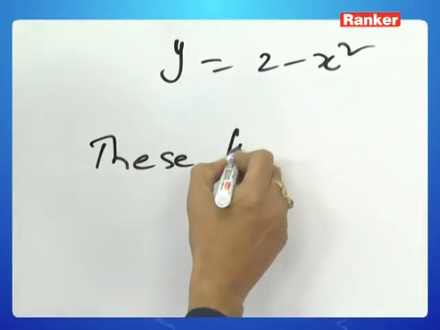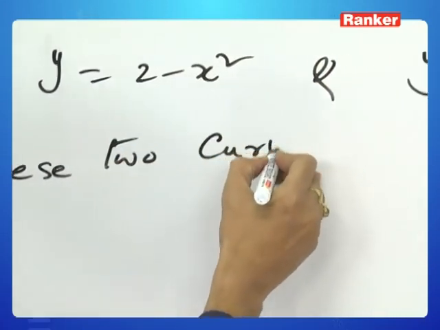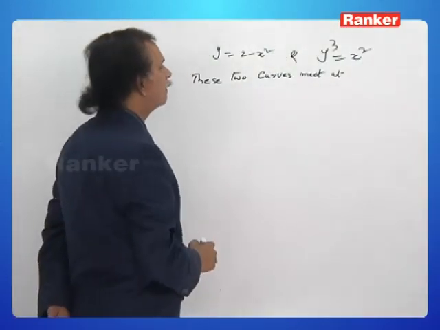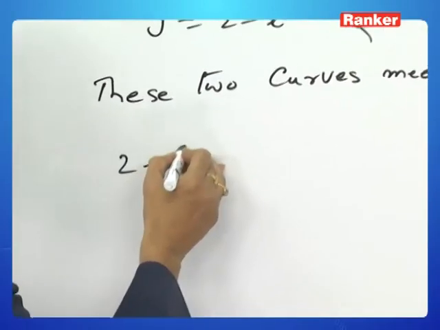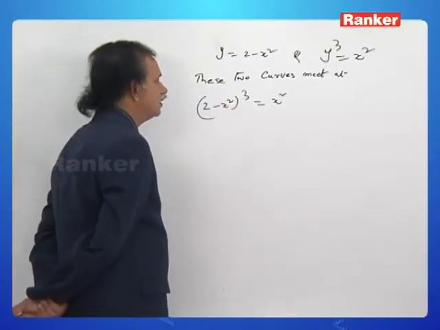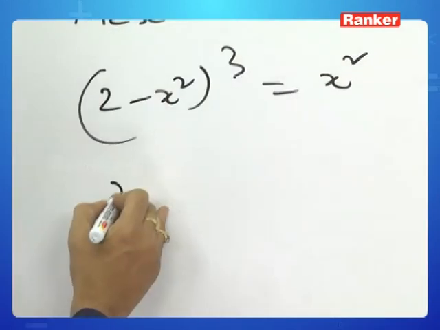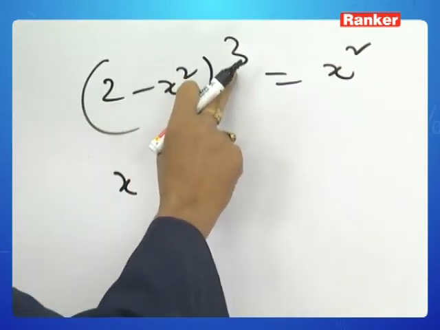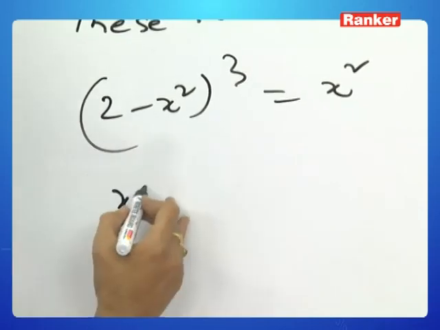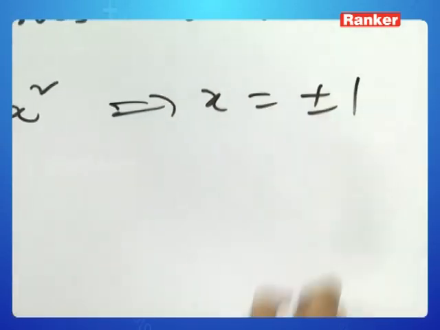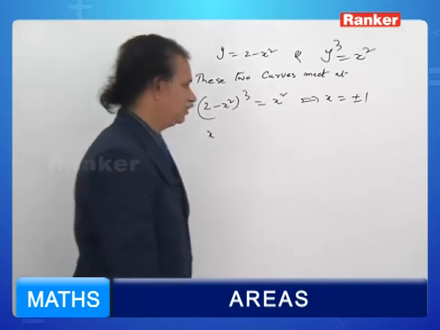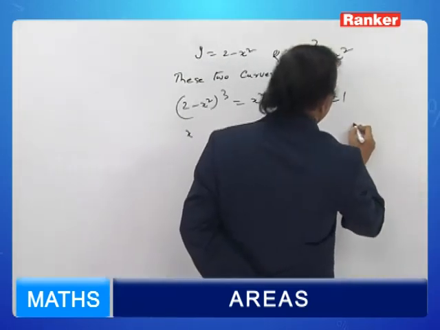These two curves meet at 2 minus x square whole cube is equal to x square, isn't it? Y cube is equal to x square. So if x is 1, 2 minus 1, 1 cube is 1, 1 square is 1, satisfied. If x is minus 1, then also satisfied. That is x is equal to plus or minus 1. Therefore, they do meet at plus 1 and minus 1. Okay, what is the required area? How to get it shaded?